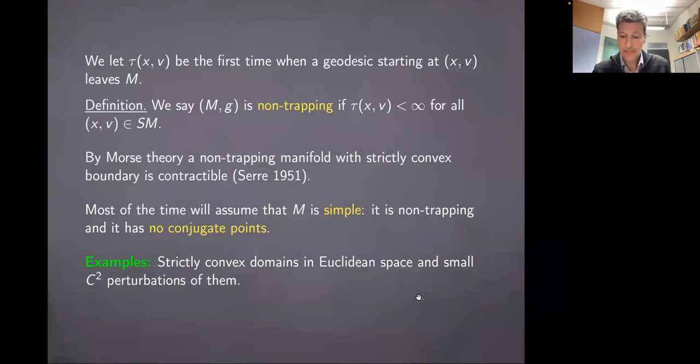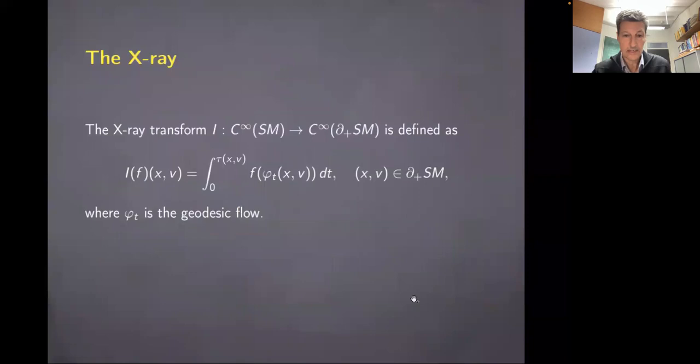Okay, so that's the main class of manifolds that people have been looking at for quite a long time. And the most classical object here is the X-ray, in which you essentially integrate functions along all possible geodesics connecting boundary points. So you write this as the X-ray transform, which in principle you can define for any C-infinity function on the unit tangent bundle.